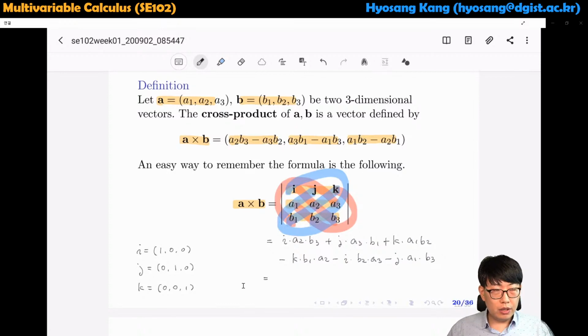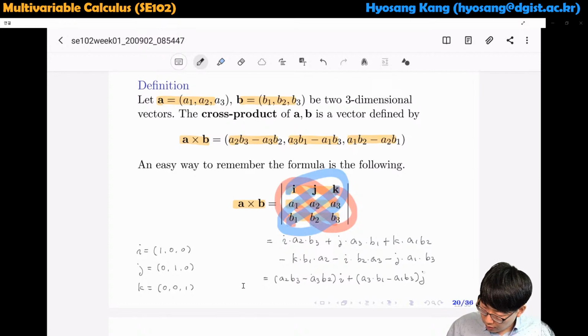Other than i, j, k, they are all scalars, so it's basically a vector multiplied by a scalar. Taking the i terms together, we get (A2 B3 minus A3 B2) i, and (A3 B1 minus A1 B3) j, and then (A1 B2 minus B1 A2) k. So that's how we define the cross product A times B.